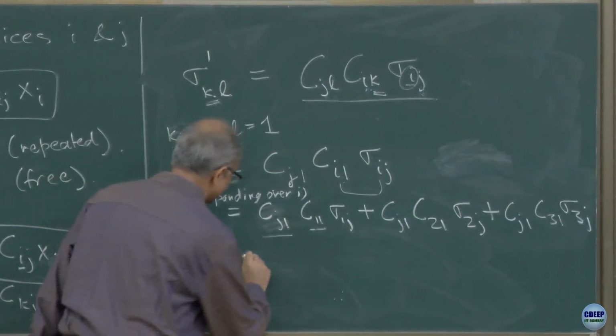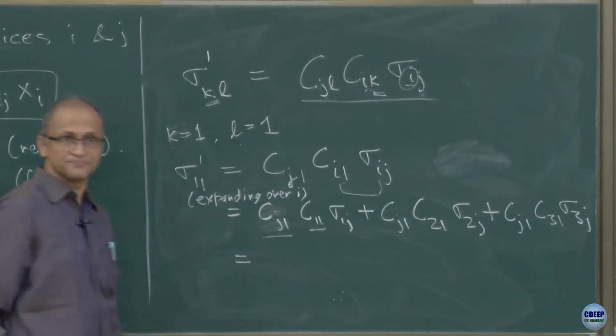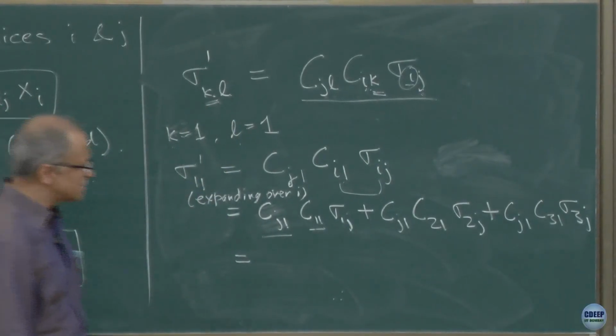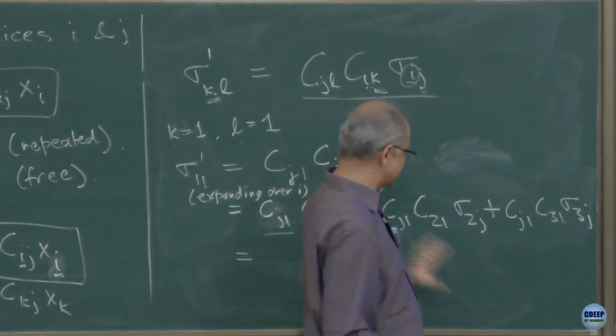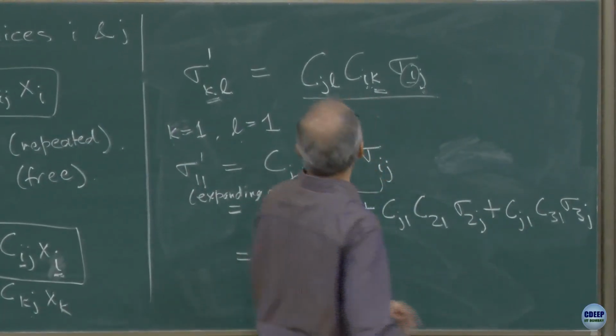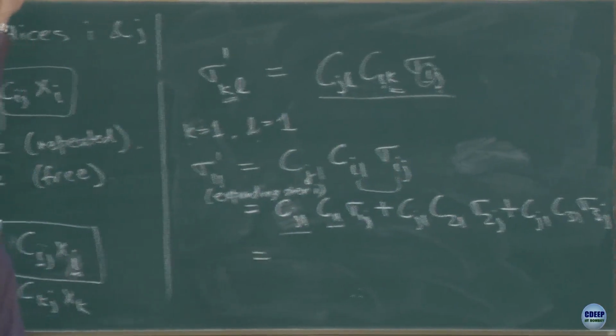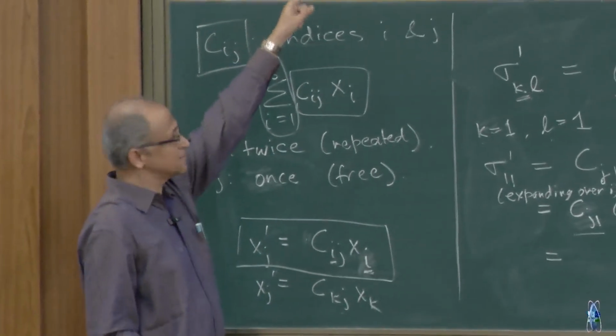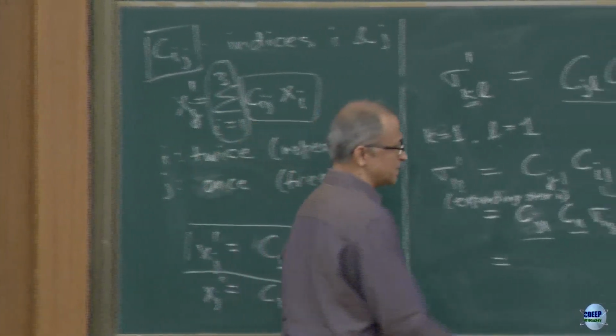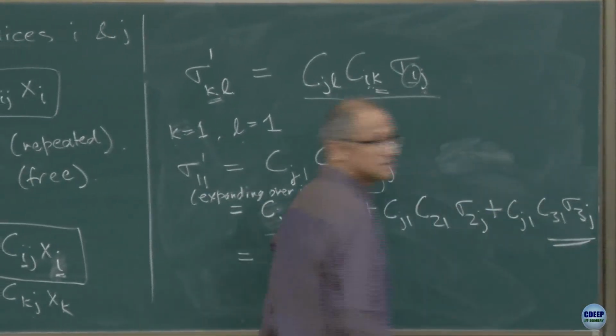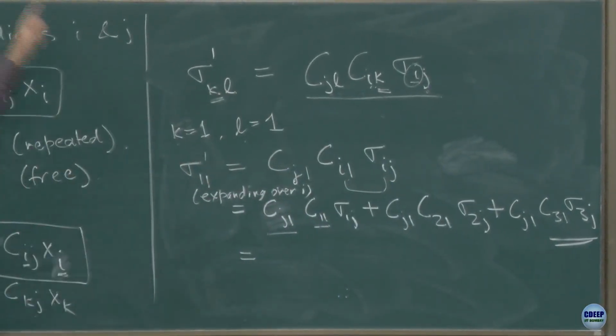Now what is the next thing I do? Expand it out over j. Here I'm going to make some simplification to begin with, otherwise it's going to become just too long. We realize what the angles are between 1 and 3, and what C31 is in this.